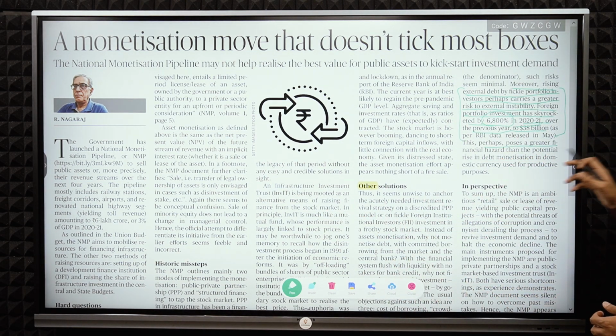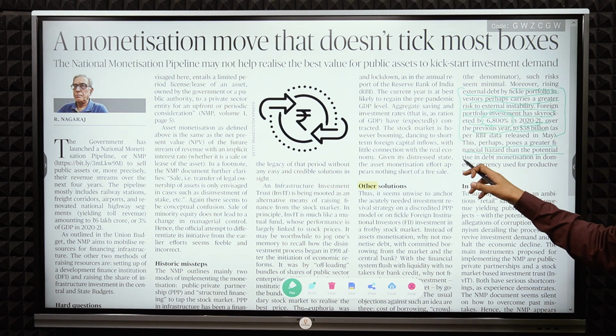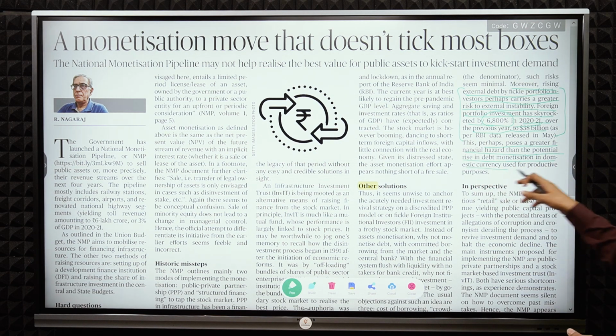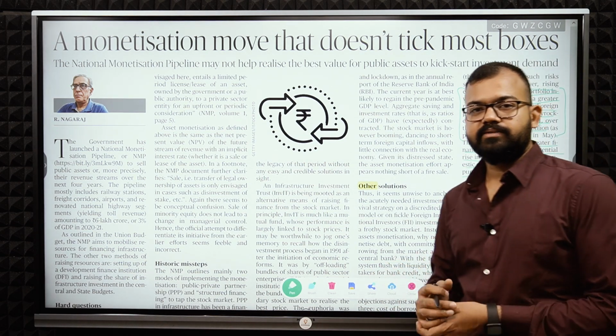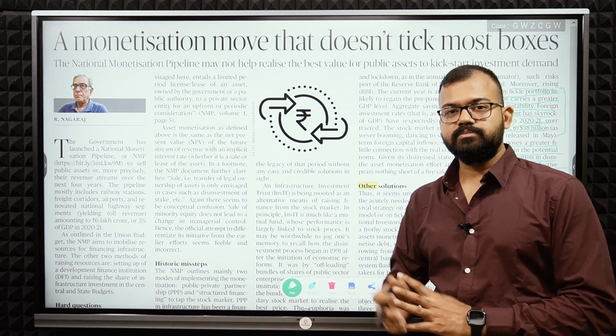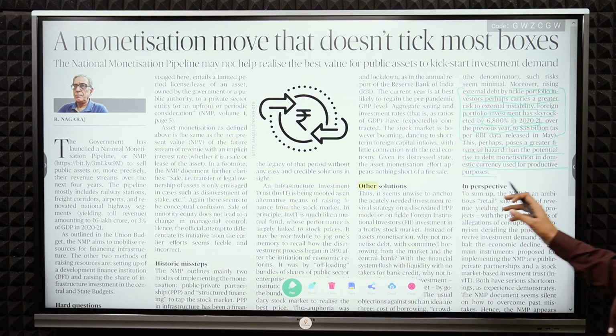So perhaps poses a greater financial hazard than a potential rise in the debt monetization in the domestic currency used for productive purpose. Again, the same thing, that borrowing is not bad, but why you are using it. You're using it for consumption or maybe investment. So this is not for productive purpose.